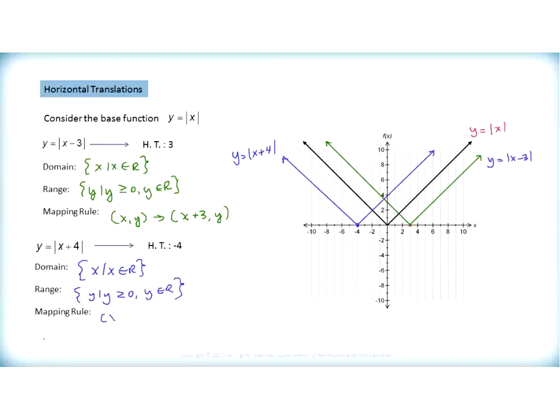The mapping rule, on the other hand, does change. The mapping rule is going to become (x subtract 4, y). Again, if you look at the x plus 4 here, you take the opposite, it becomes x subtract 4, representing a horizontal translation of 4 units to the left. So there's a couple of very quick and simple examples that involve horizontal translations.